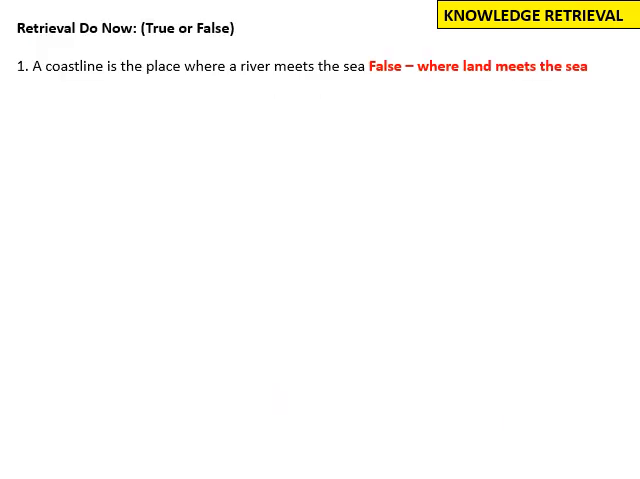Okay. A coastline is the place where a river meets the sea. True or false? In actual fact, that is false. It is not where a river meets the sea, but it's any place where the land meets the sea. The UK being an island, England, Scotland and Wales, we have a coastline all around our land. We meet the sea all around our country. Some countries have no coastlines because they do not meet the sea, because maybe they're surrounded by other countries and have no coasts.